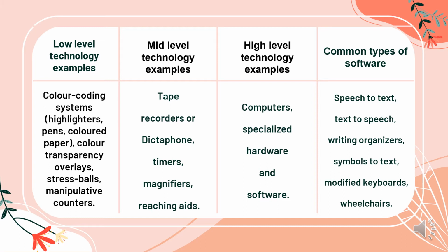In the middle level, technology examples are tape recorders or dictaphones, timers, magnifiers, or reaching aids. While high-level technology examples are computers, specialized hardware, and software. But there are also common types of software, which are speech-to-text, text-to-speech, writing organizers, symbols-to-text, modified keyboards, and wheelchairs for the CF students.